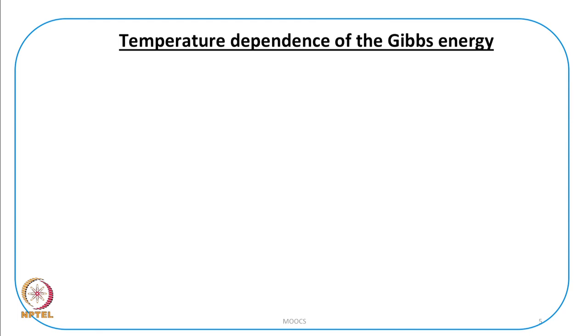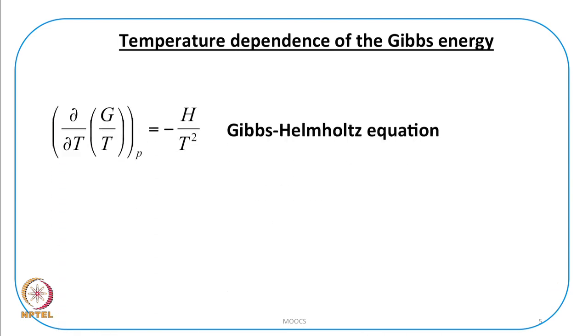Now, let us discuss a little more on temperature dependence of Gibbs energy. Temperature dependence of Gibbs energy can give rise to very important thermodynamic relations. For example, the Gibbs-Helmholtz equation, which is the temperature derivative of G by T at constant pressure, is equal to minus H by T square, where H is enthalpy.